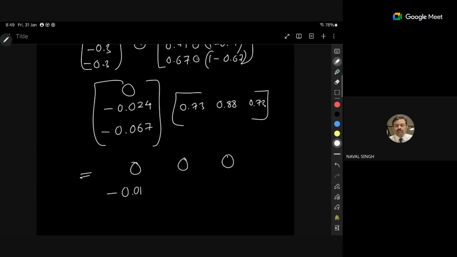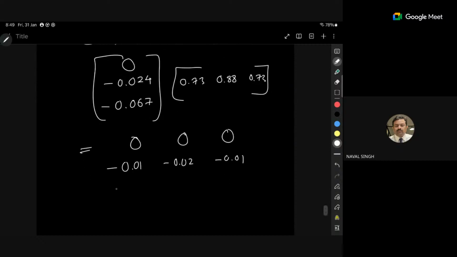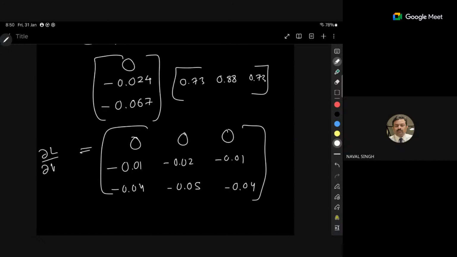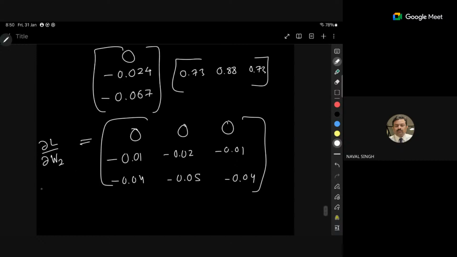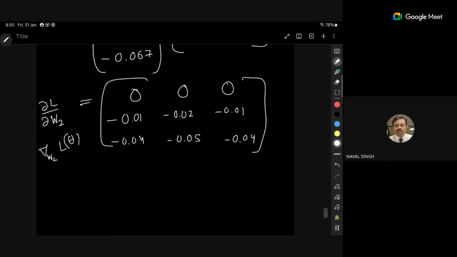0.017 or something. I'll just write this much, and this should be 0.02, 0.01. This is 0.04, minus 0.05, minus 0.04. These are the gradients I'm getting, the loss with respect to W2. Or sometimes you might see that theta. So this is what we got as the second part.